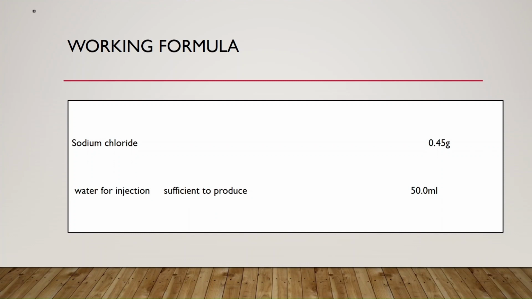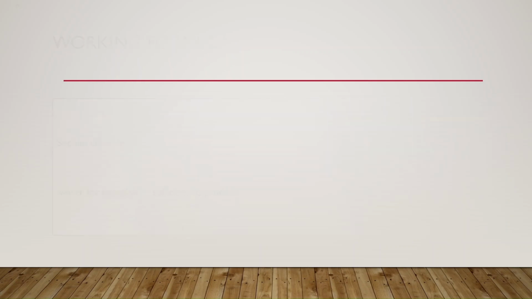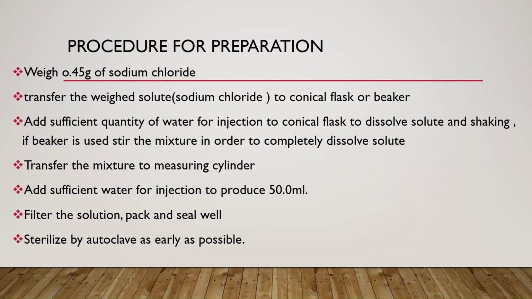Okay, so that takes us to the working formula. What will our working formula be? We shall have sodium chloride, we will require 0.45 grams, and then water for injection, we need sufficient to produce 50 mils. So after knowing that, we go to the procedure.